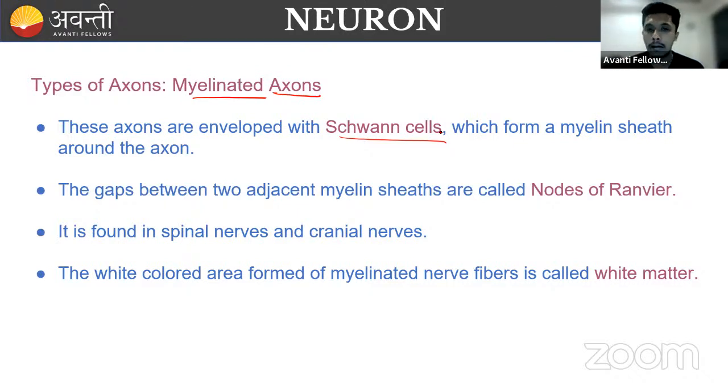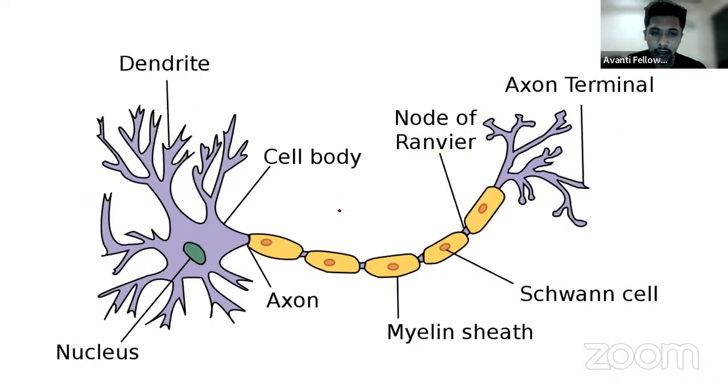When you see the structure of a neuron, for example here, you can see the neuron is not continuously coated by the myelin sheath. There are gaps in between. These gaps where the myelin sheath is absent are called nodes of Ranvier.